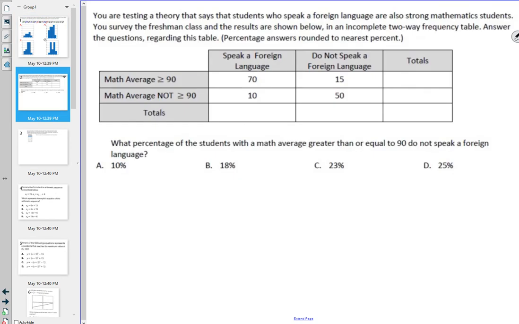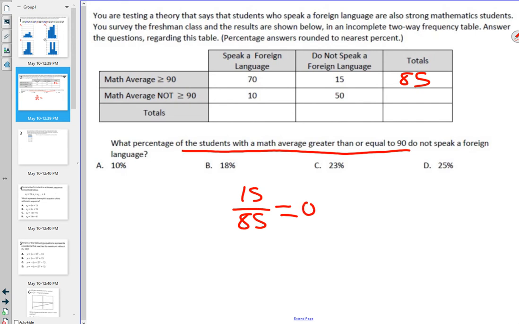Okay, two-way table. What percentage of the students with a math average greater than or equal to 90 do not speak a foreign language? Okay, so this is conditional relative frequency. We're stating a condition. We're only looking at the students with a math average greater than or equal to 90. If I add those up in the margins, I get 85. So out of those, how many do not speak a foreign language? That would be 15 out of 85. Who's got a calculator? 15 divided by 85 is 0.1818.